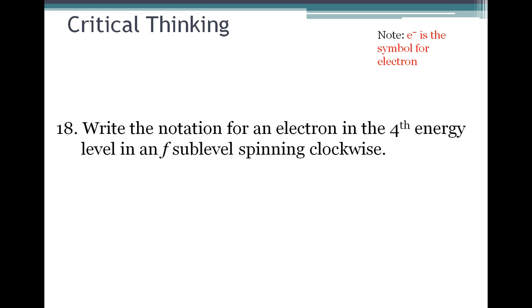And for number 18, you have to write the notation for an electron in the 4th energy level in an F sublevel spinning clockwise. So what I did was I put the number 4, and then it's in the F sublevel, so I put an F, and the F sublevel has 7 orbitals, and so you need 7 lines. So I do 7 lines, and there's 1 electron, so that goes on the first orbital, and it's spinning clockwise, so the arrow is pointing up.